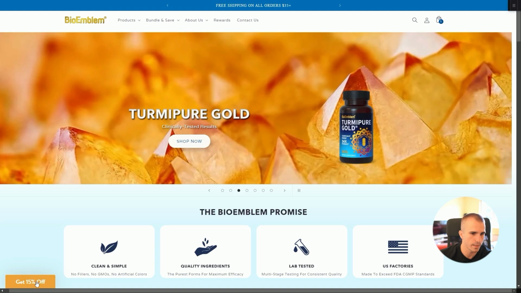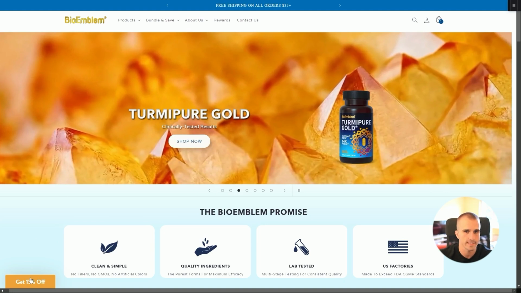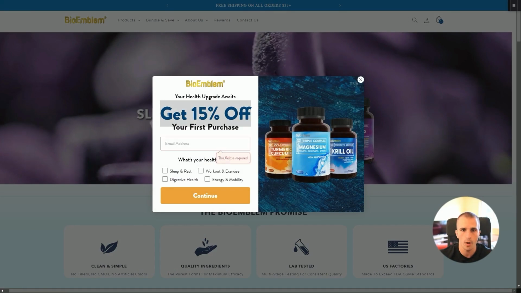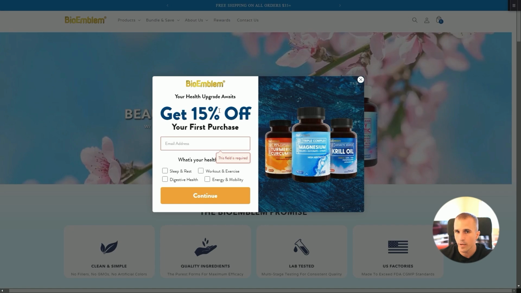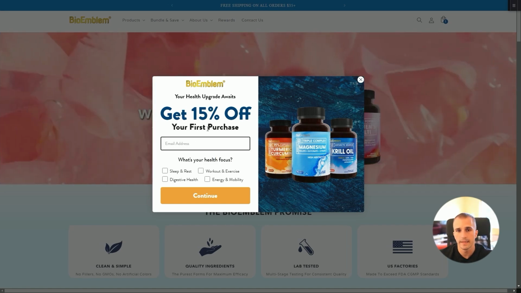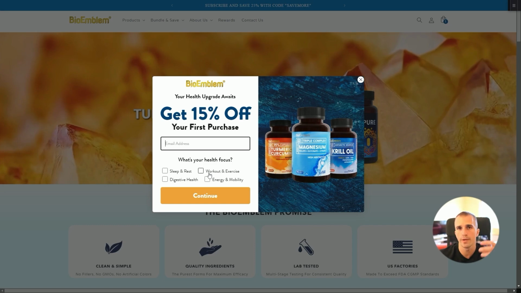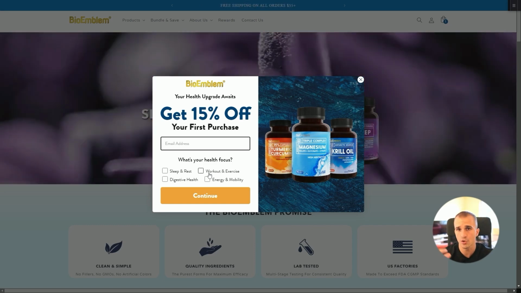And the last thing that this brand could do to improve the conversion rate is sign-up form optimization. This sign-up form looks really good. I really like the copy. It goes straight to the benefit, get 15% off. But the thing that is potentially decreasing their conversion rate on this sign-up form is this on the bottom: what's your health focus? Usually when you request less information, your conversion rate is higher.